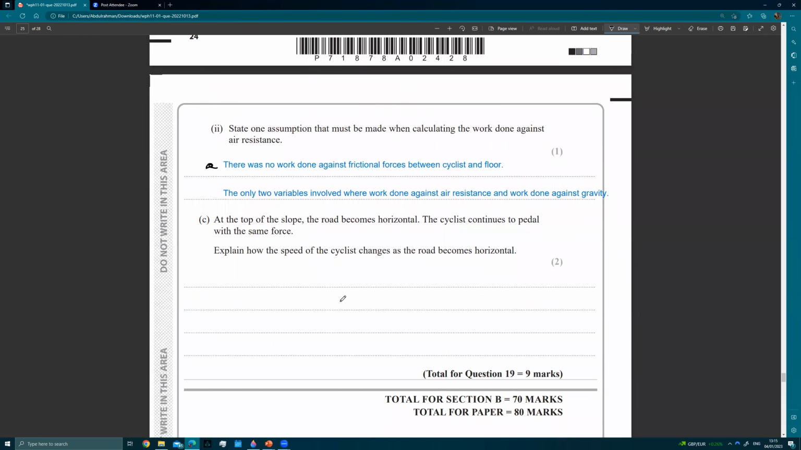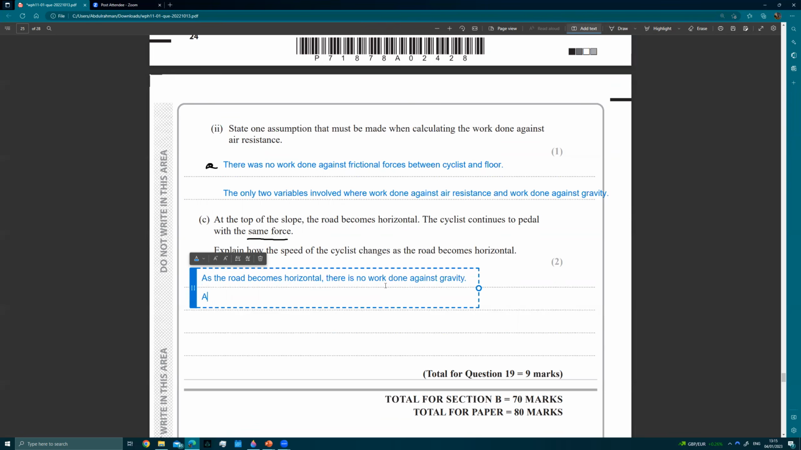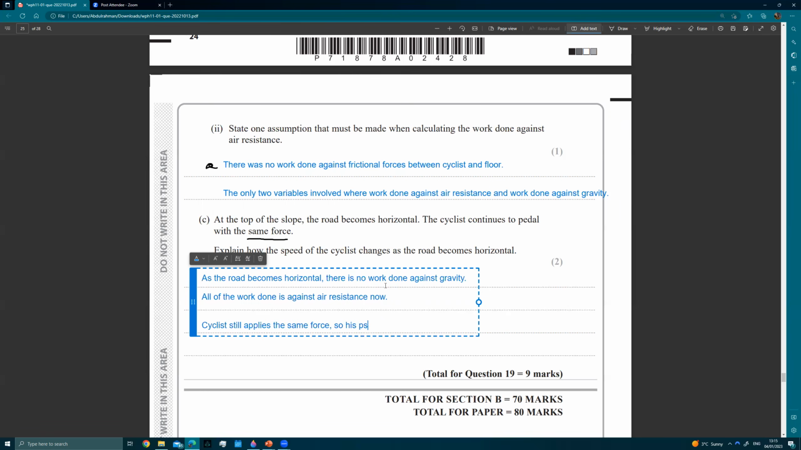At the top of the slope, the road becomes horizontal. The cyclist continues to pedal with the same force. Explain how the speed of the cyclist changes as the road becomes horizontal. Well, as the road becomes horizontal, there is no longer work done against gravity, right? Because he's no longer going up. So all of the work done is against air resistance now. But he's still applying the same force. So his speed must increase.